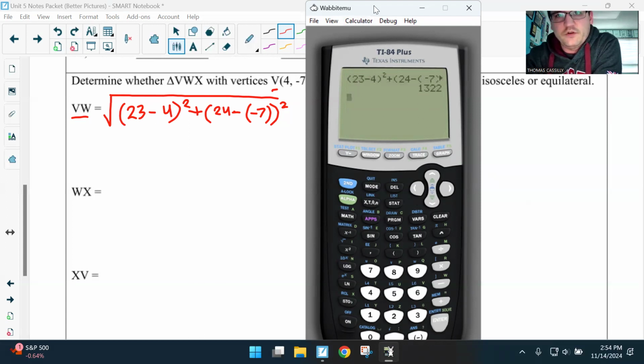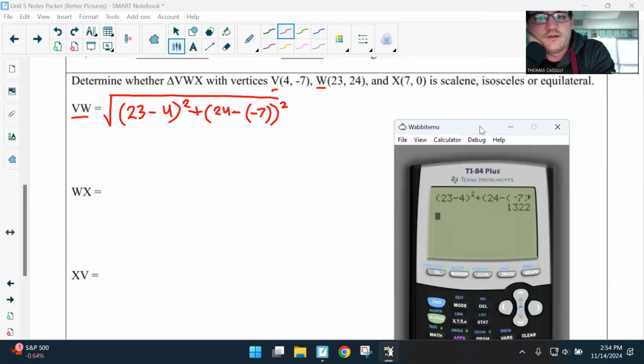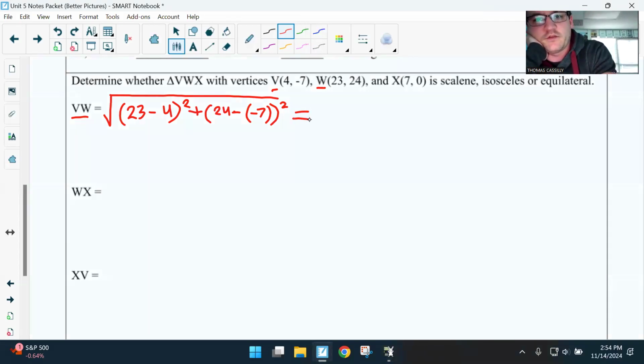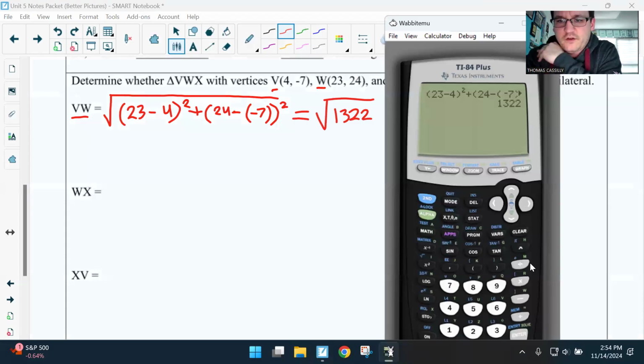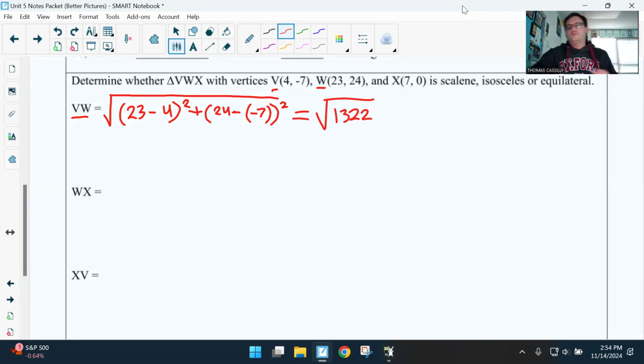All right, this is a nice number. So 1322. So this equals the square root of 1322. Again, that's a pretty big number. That might break down. I don't know. We could try. But I don't think it's necessary to do that. Like if I divide this by 4, is that going to give us something? Maybe. Let's see. All right, so it doesn't. So it might not break down. I don't really want to take the time to check it, because I just want to see what WX and XV are. So this is some length. Again, if I punch that in my calculator, it'll give me some decimal.